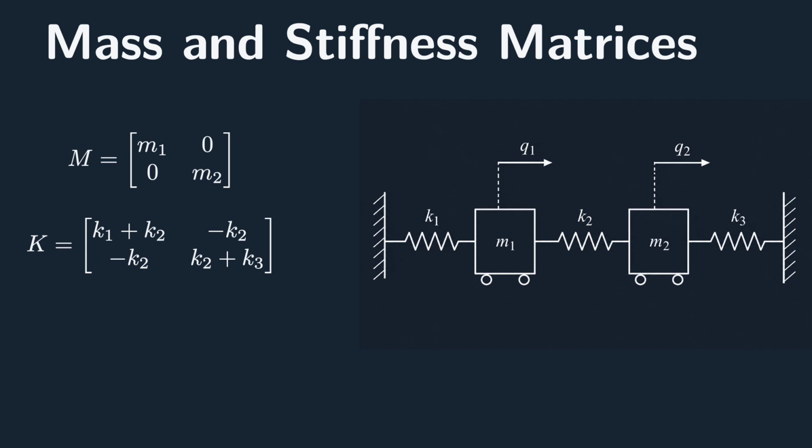The off-diagonal entries represent the coupling between the two coordinates. With both displacements measured positive to the right, the spring connecting the two masses appears as minus K2 in both off-diagonal entries. The same pattern extends to larger mass spring systems. Diagonal entries collect stiffnesses attached to each coordinate, while off-diagonal entries describe coupling between coordinates. So the two coupled scalar equations can be written compactly as M q double dot plus K q equals 0, where q is the vector containing q1 and q2.